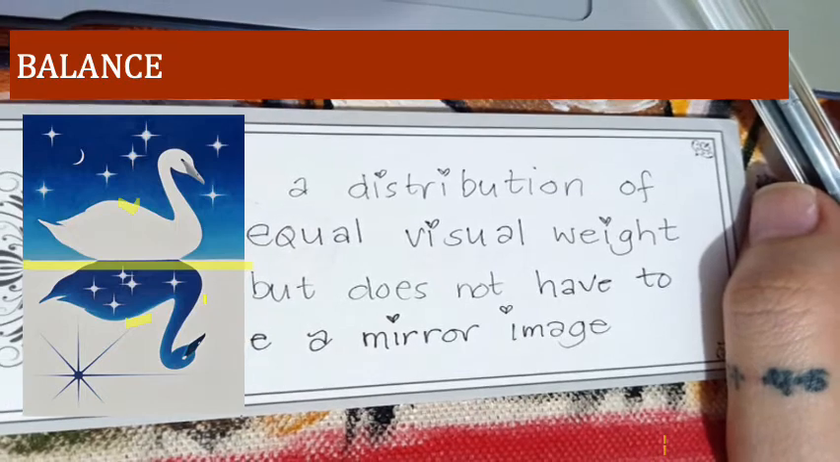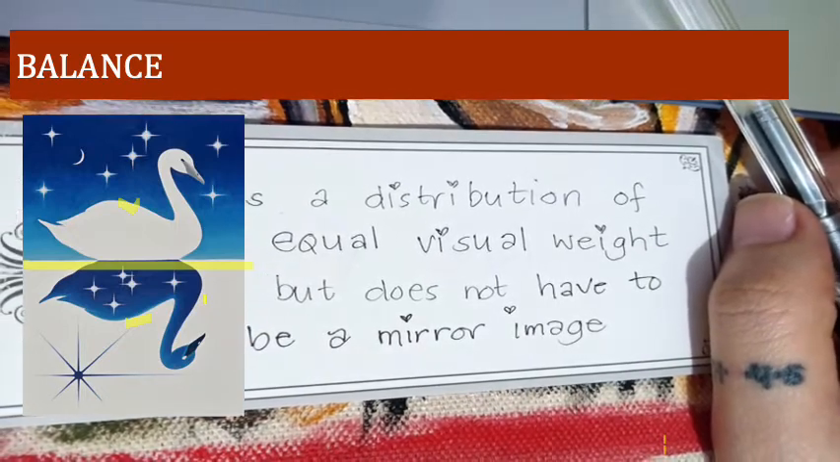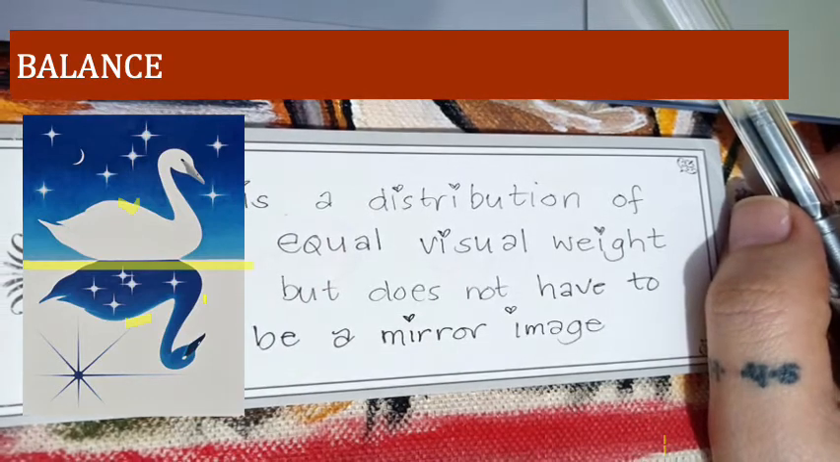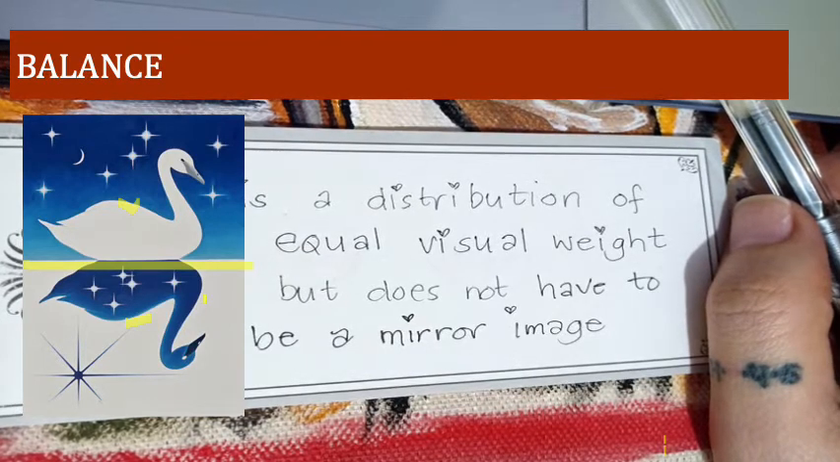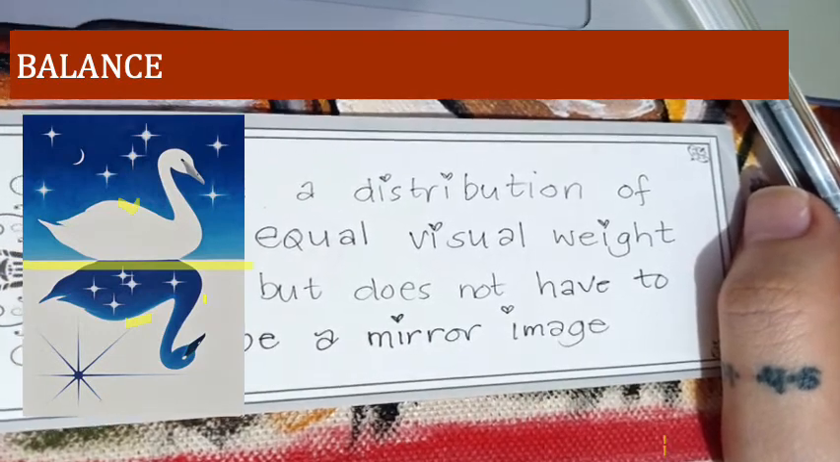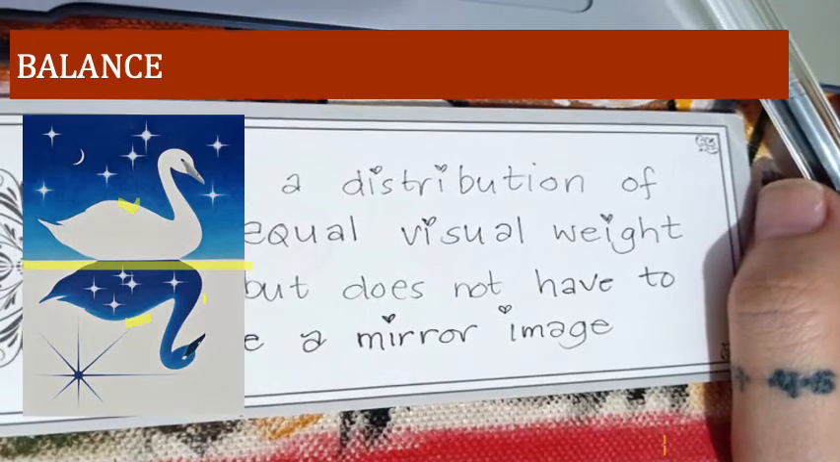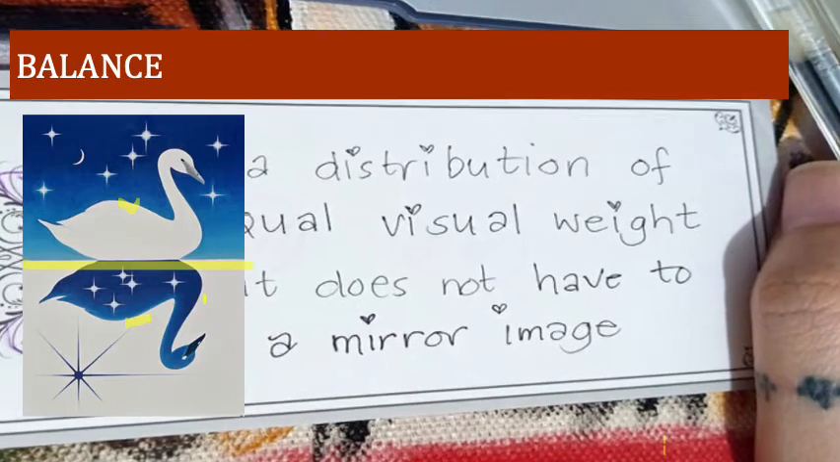Now this means that the artwork could be divided in half and both sides would look the same, symmetrical, mirrored, even. Okay, so that is the first type of balance that most artists use in their artworks. Symmetrical balance.